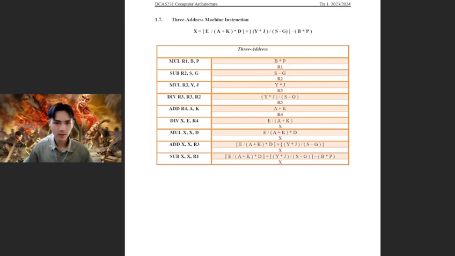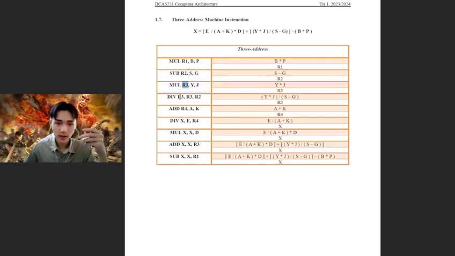For the three address machine instruction, we will be using three addresses. We will multiply B and P and store in the address R1, like so. And later, we will subtract S minus G. We will subtract S with G, store in R2. Multiply Y and J and store in R3.